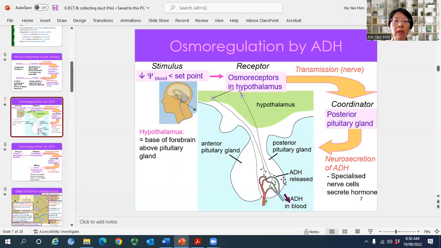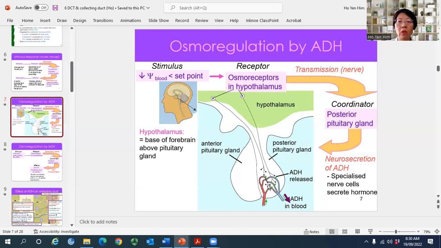What's behind and what's in front is totally different, so you better mention which one is which. Okay. So transmission by nerve to the coordinator, which is the posterior pituitary gland, which will lead to transmission again, the release of hormone ADH. It's called neurosecretion because the nerve cells secrete the hormone, and then it is transported in the bloodstream.